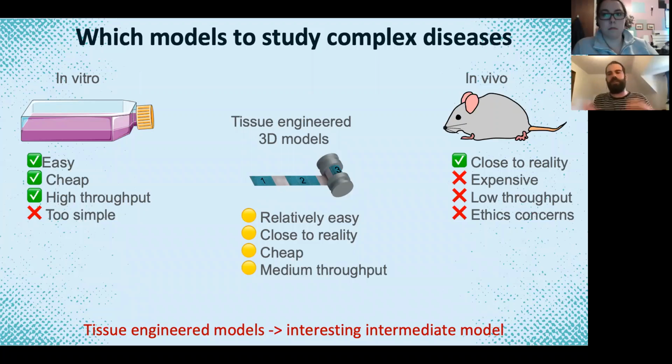And the throughput, depending on the model, can be from low to medium or high. This tissue engineering model is a big family of models. There are hundreds and hundreds of different models developed for different applications. And these models are now really interesting for researchers because they can help to understand disease, because you have a part of the complexity of an organism, but you can still work easily with them.